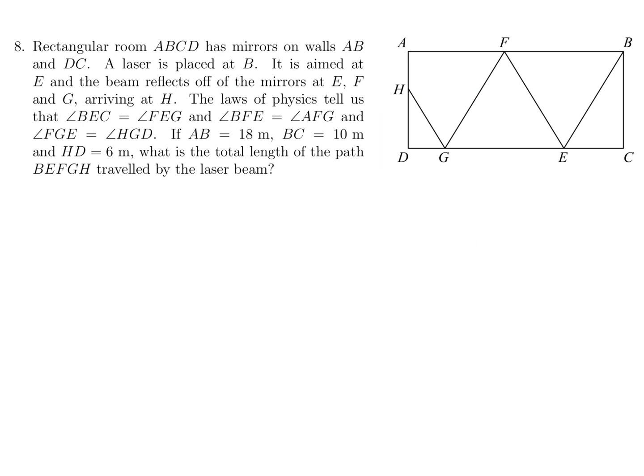Rectangular room ABCD has mirrors on the walls AB and DC. A laser is placed at B. It is aimed at E, and then the beam reflects off the mirrors at E, F, and G, arriving at H. The laws of physics tell us that BEC is equal to FEG, BFE is equal to AFG, FGE is equal to HGD. If AB is 18, BC is 10, and HD is 6, what is the total length of path BEFGH traveled by the laser beam?